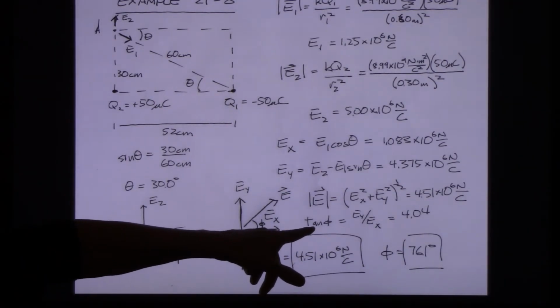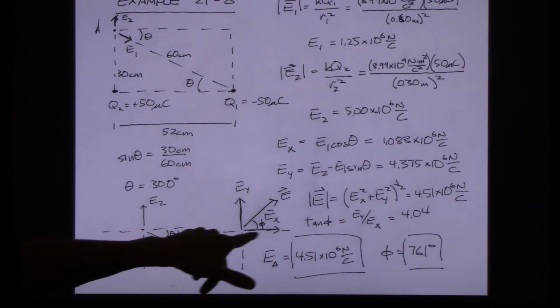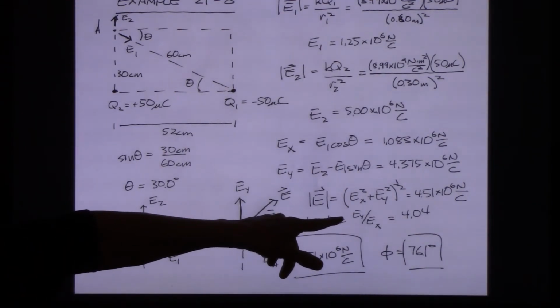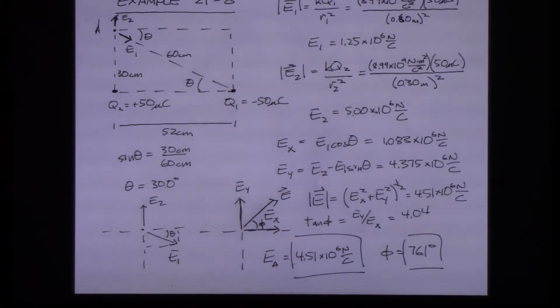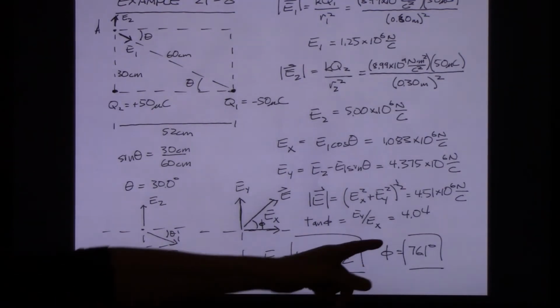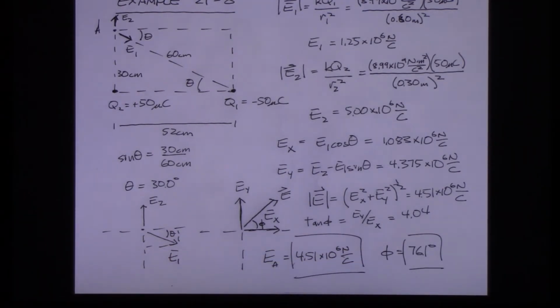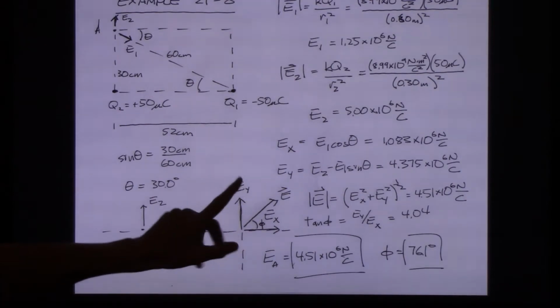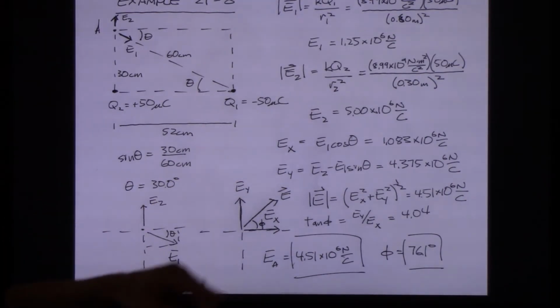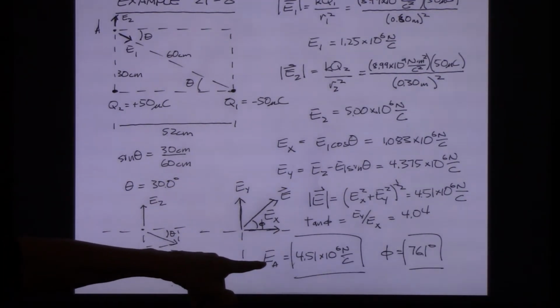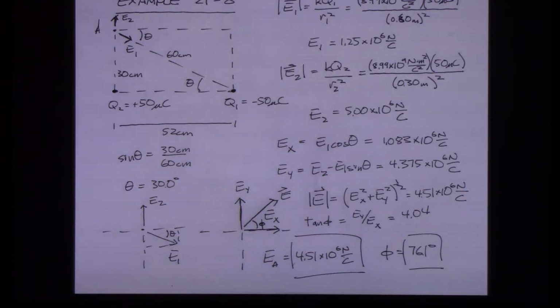Tan phi is equal to, so the phi I've defined in here, Ey over Ex, 4.04. I took an inverse tangent of that and got 76 degrees. So again, it's not to scale, it's tipped more vertically than what I have here. But I've determined the magnitude of the electric field at that location, and I've determined its direction. All right, so that's the idea. Again, it's a vector addition.